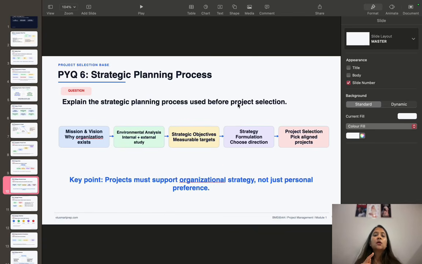Okay, the key point here is that the project must support organizational strategies, not personal preference. So remember, the project must always support the organization's strategies, not the personal preference. So these are the keywords which you can remember for the strategic objectives.